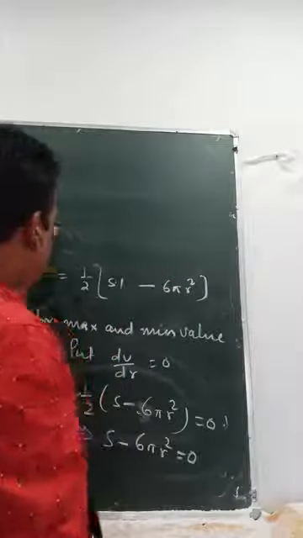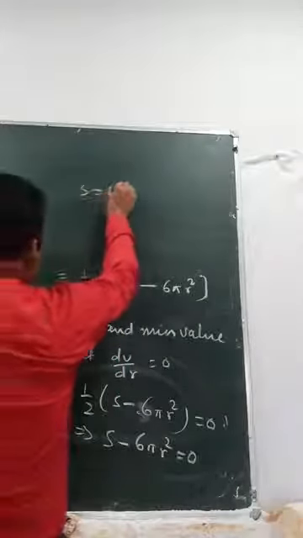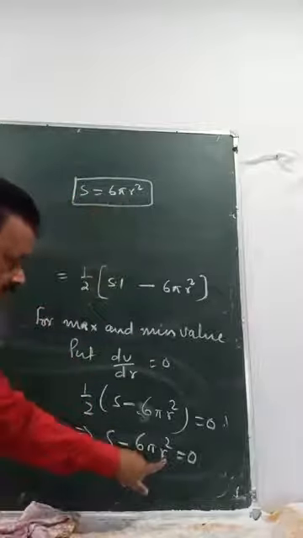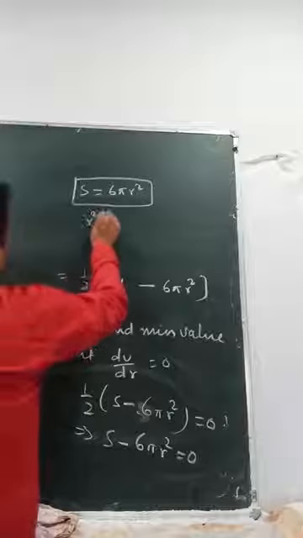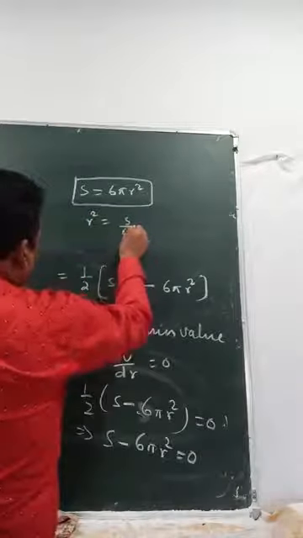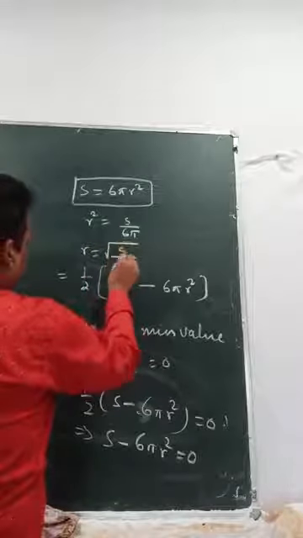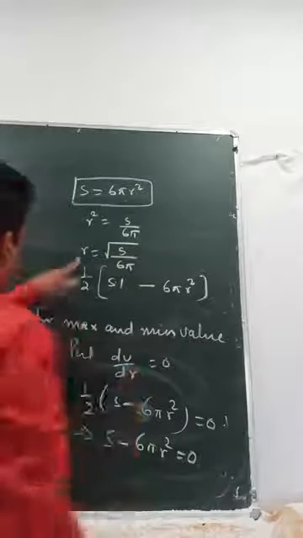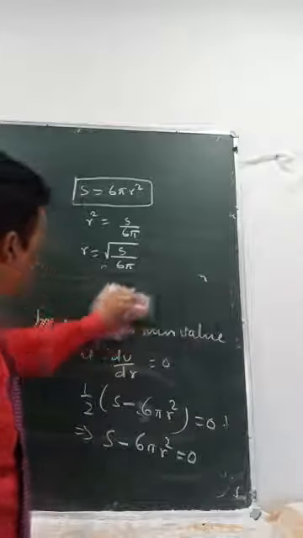That gives you S equals 6 pi r square. Let's keep this in the box. I'll tell you where you are going to use it. But you will find r from here. So r square equals S by 6 pi. r is root over S by 6 pi. I got r. Now you go back to the second derivative.